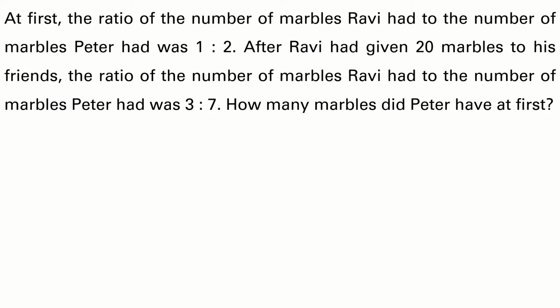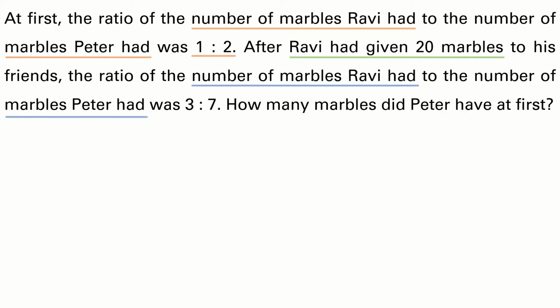Next, let's underline or highlight the keywords or phrases in this question. So the first key phrase is the number of marbles Ravi had to the number of marbles Peter had was 1:2. Next, after Ravi had given 20 marbles to his friends, the ratio of marbles he had to the number of marbles Peter had became 3:7. So we need to find how many marbles did Peter have at first.